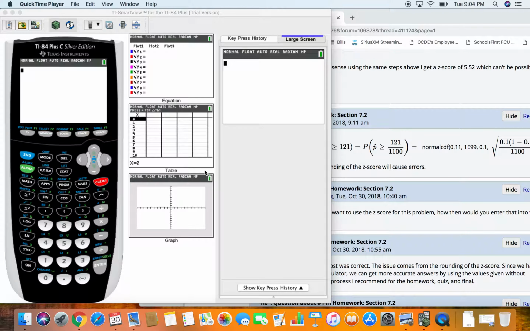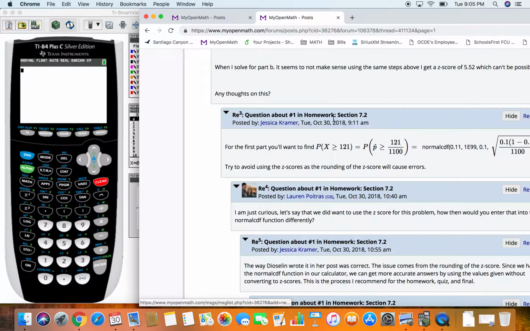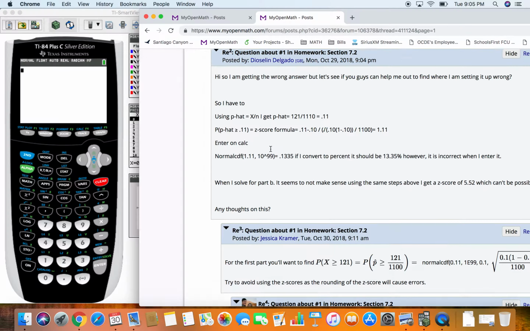Hi everyone, I'm doing a video to answer a question about how to enter in the formula for normal CDF for calculating the probability of a proportion or a p-hat. If we look at the form, this is about question number 1 in homework section 7.2.